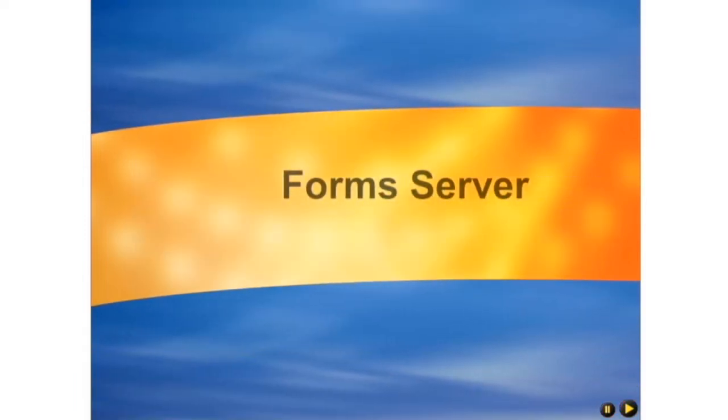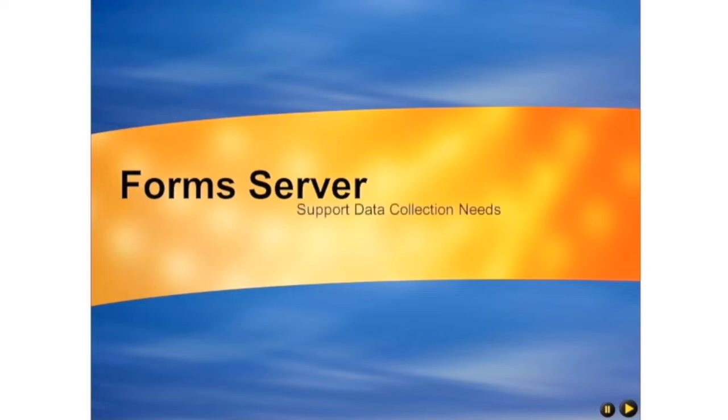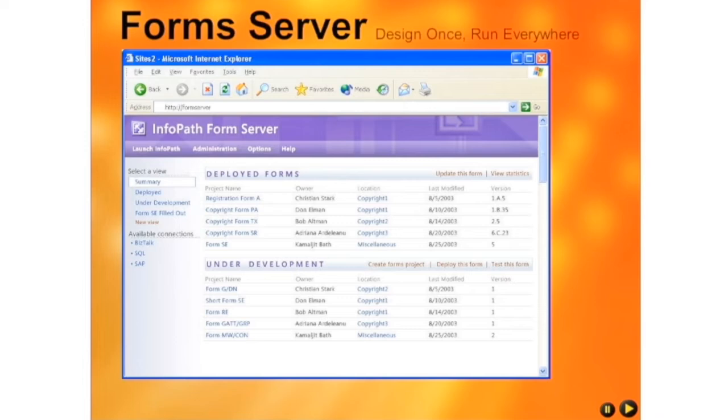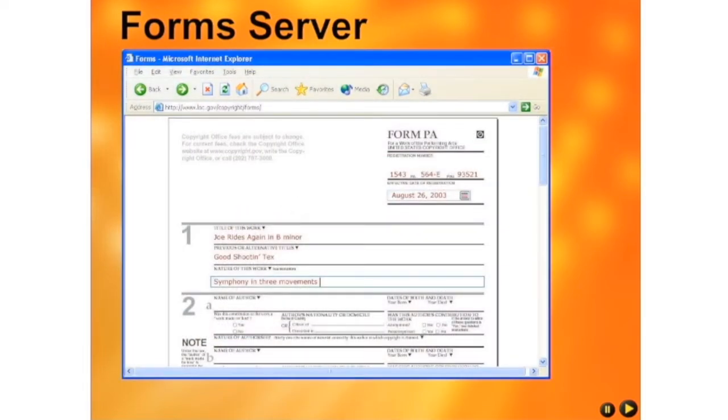Office 12 will provide a forms ecosystem to support a broad range of data collection needs. InfoPath will support a design once, run everywhere approach to creating forms. Once a form is deployed on the form server, it can be completed from InfoPath or from a web browser. Common government applications such as driver's licenses, building permits, copyright forms are ideal forms to be completed with a web browser.